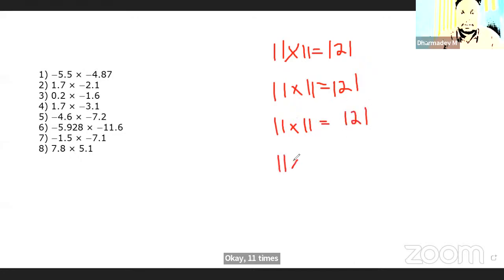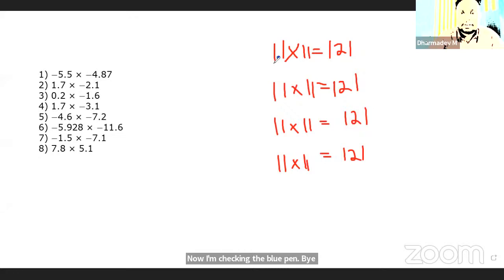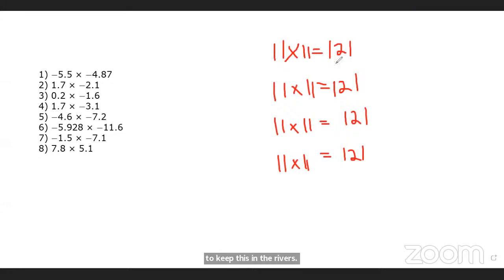11 times 11, 121. Done. Now I'm checking the blue pen. There is a decimal point over here. As I said, after the number, however many decimal points there are, I have to keep them in reverse. Did you get it? Yes, sir.